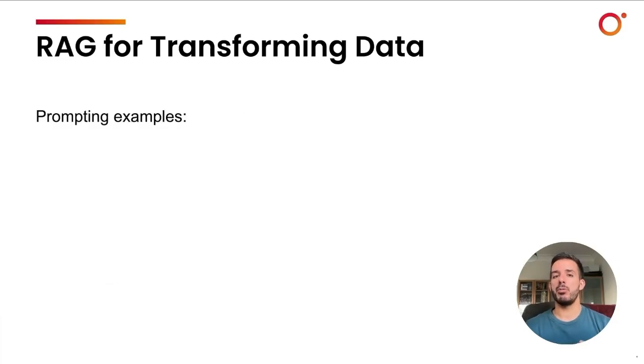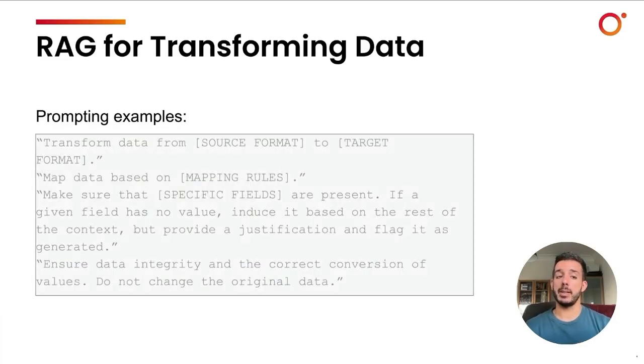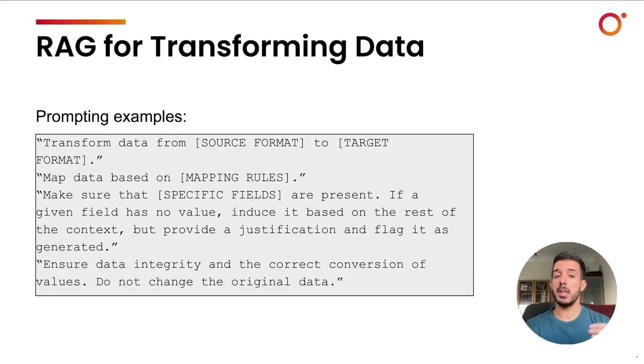What are some components of prompts to perform this with RAG? We can say something like, please transform the data from this source format to the target format. Then please map data based on these specific mapping rules. Then make sure that these specific fields are present, right? If a given field has no value, induce that value based on the rest of the context, provide a justification, and flag this value as being generated instead of transformed. And also, please ensure data integrity and the correct conversion of values, and don't change the original data. These are just some examples of components of a prompt in order to do this.